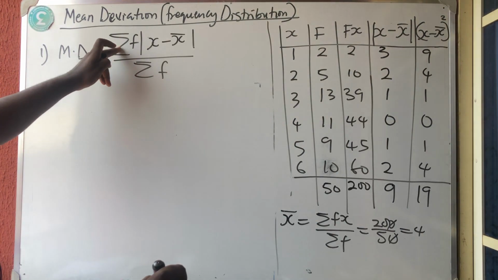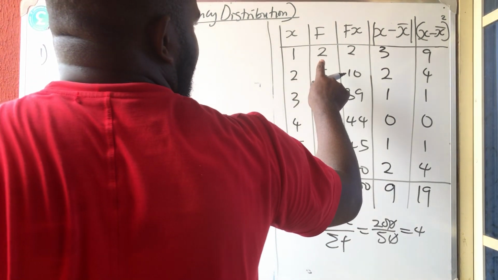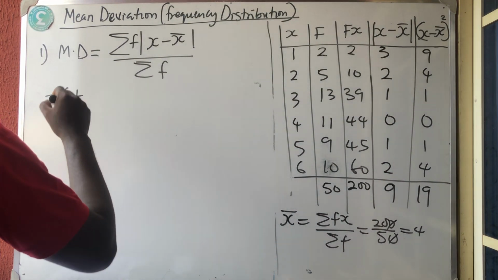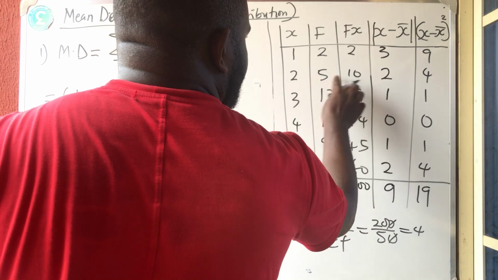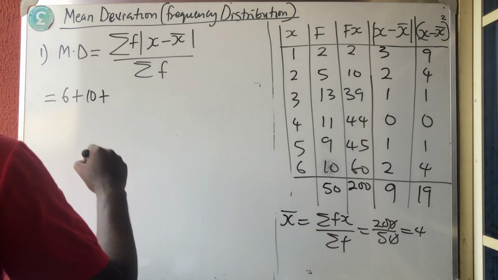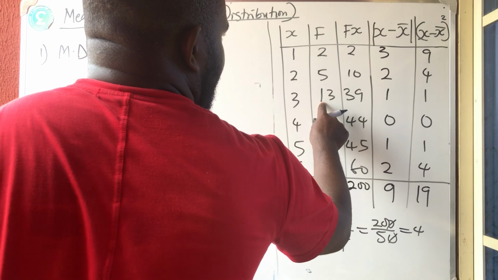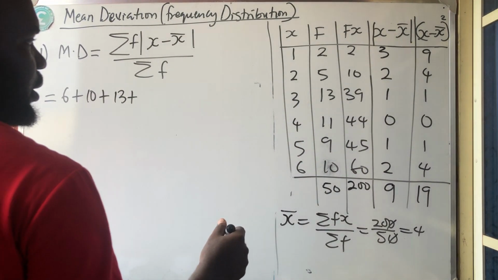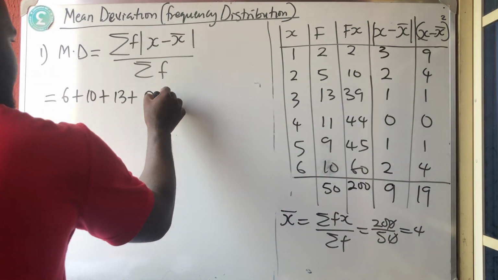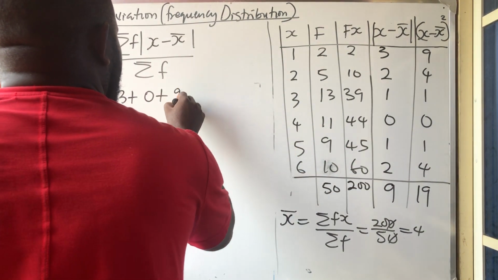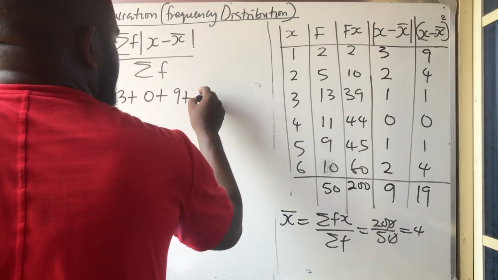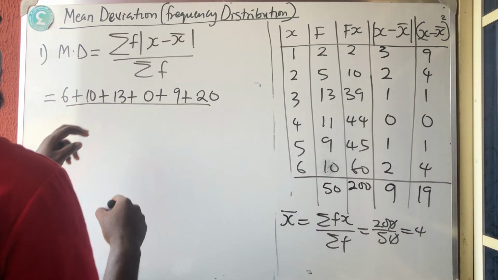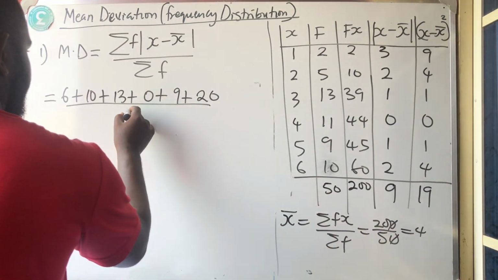I'm going to do it. I know that summation means start adding them. So I will start adding them. F times this one, 2 times this, I have 6 plus 5 times this, I have 10 plus 13 times 1. Be very careful. 13 times 1, 13 plus 11 times 0, 0 plus 9 times 1, 9 plus 10 times 2, I have a 20, all over summation f. Our summation f is 50.